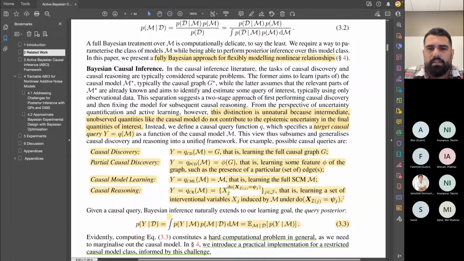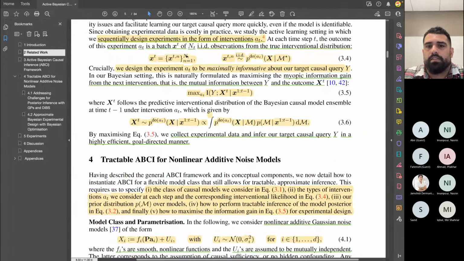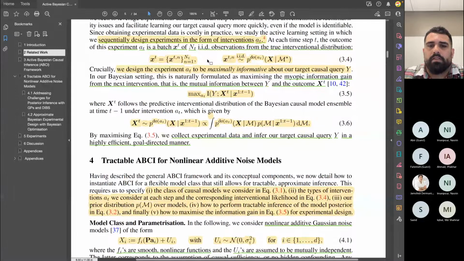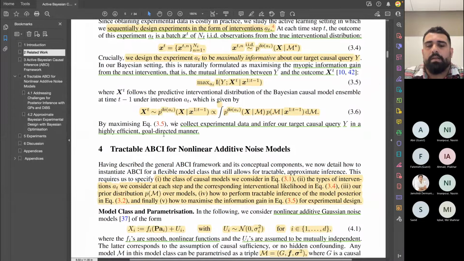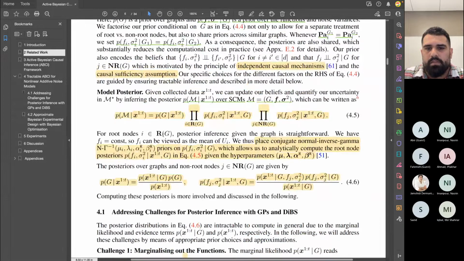And after that, the types of interventions, A_t, they consider at each step, and the corresponding interventional likelihood in equation 3.4. So here in 3.4, they talk about the interventions and basically how they define the distribution for these interventional data. So that's the next step. And then after that, they want to maximize the information gain. And here, X_t is how they gain information, basically maximizing and designing their next experiment. That's what the next step was for.